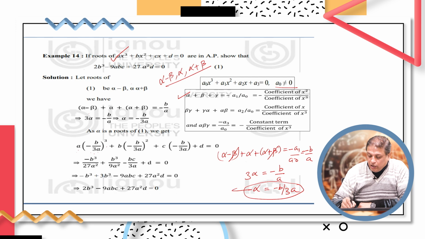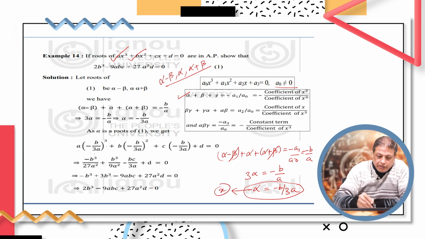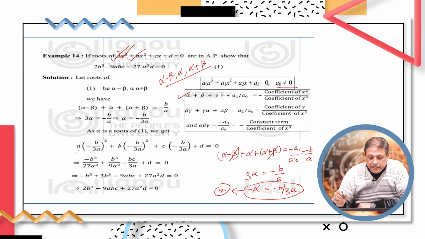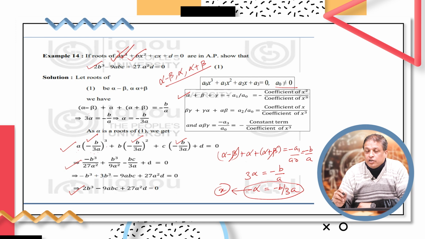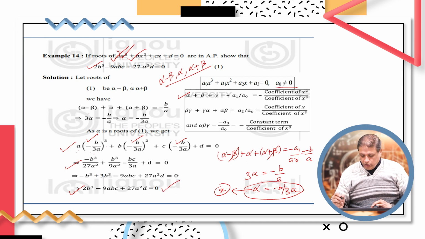So, that means this alpha should satisfy this cubic equation. In order for this alpha to satisfy this cubic equation, just substitute the value of alpha in place of x in this cubic equation, which is given to us, that is ax cube plus bx square plus cx plus d is equal to 0. By substituting the value of alpha in place of x, you will get this expression, and by solving this expression you will get the final thing which is to be proved, that we need to show that 2b cube minus 9abc plus 27a square d is equal to 0 is satisfied. I hope you understood what we did in this numerical.